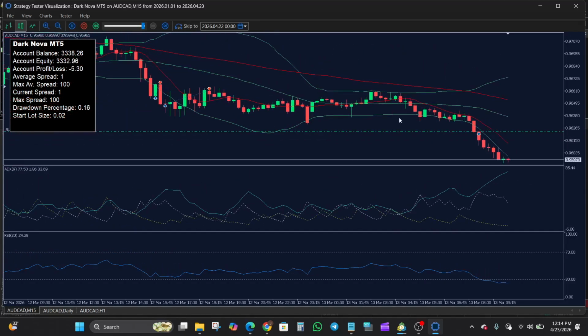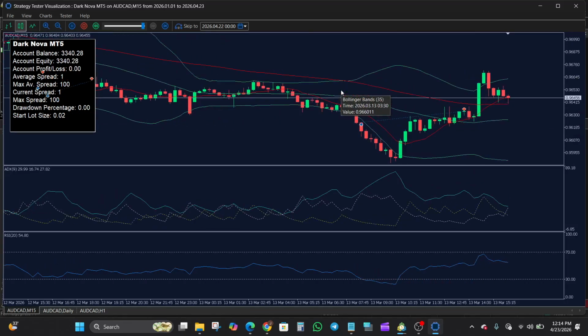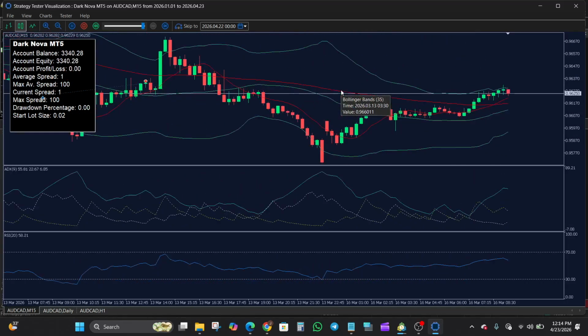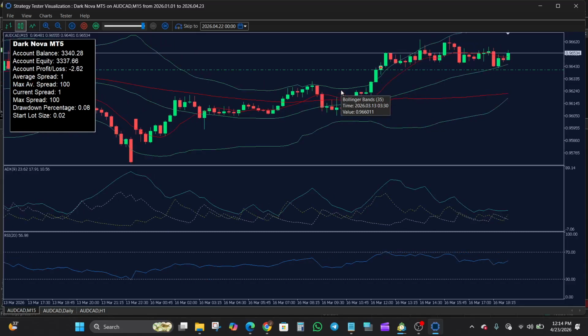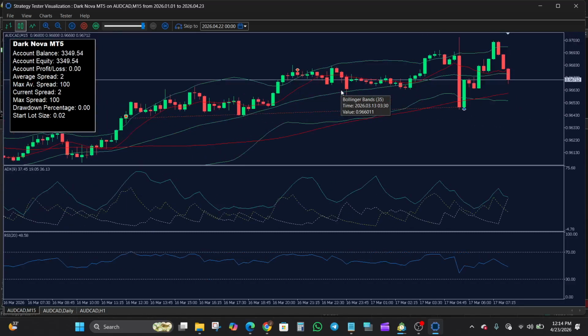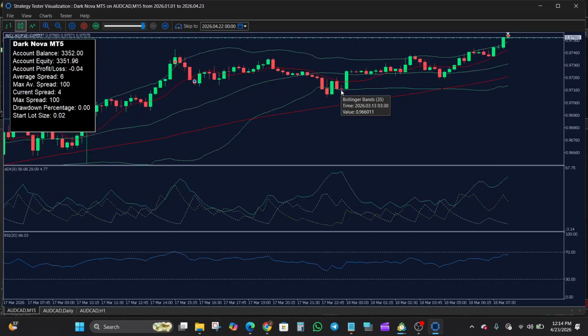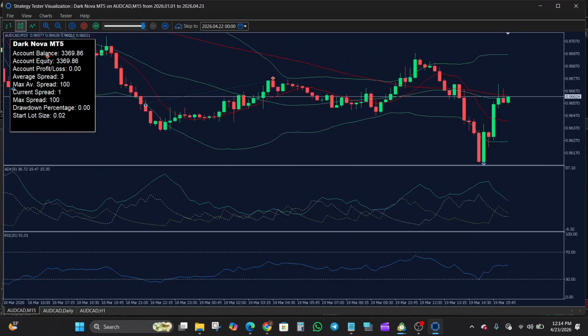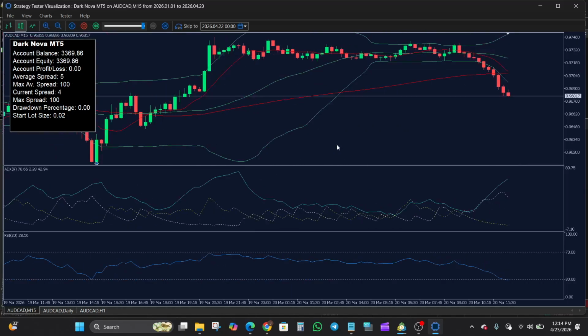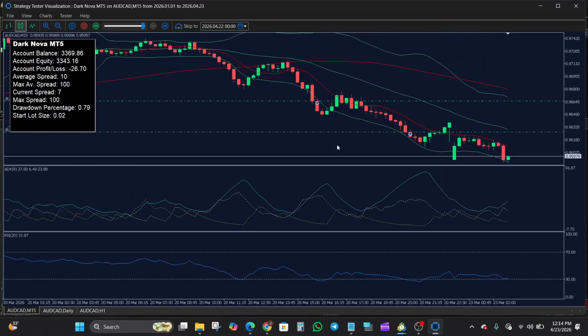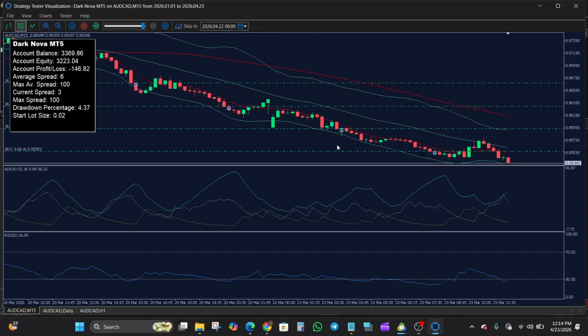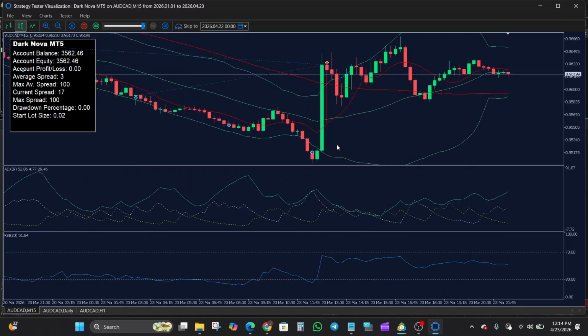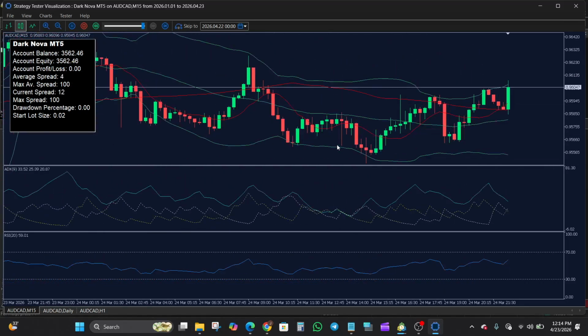Based on what we have observed, I think the best conditions for this EA are ranging markets with frequent pullbacks and moderate volatility. And the worst conditions are strong, sustained trends with little retracement. Just to point out, this backtest runs from the start of the year, so we are not just looking at a short sample. It includes different types of market conditions, which gives a more realistic picture of performance.